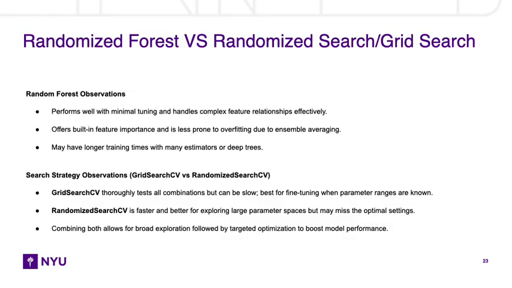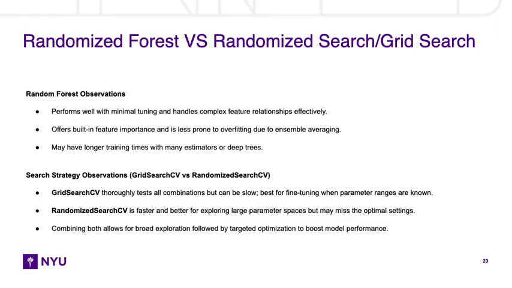Random forest versus randomized search and grid search. So random forest gave strong results without much tuning and is great at handling complex data. Grid search checks every possible setting but can be slow. Randomized search is faster and works well when you're unsure of the best settings, and using both helped us explore broadly and then fine tune.